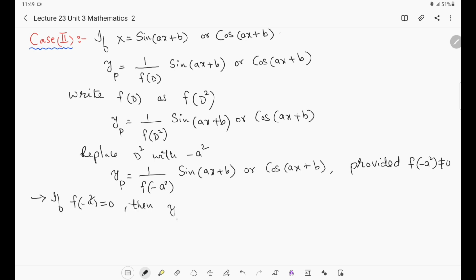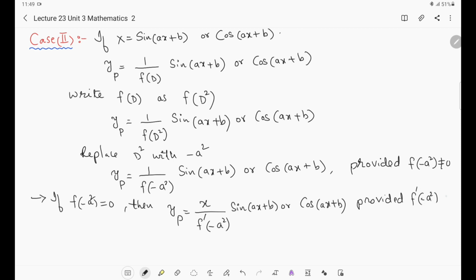Then the particular integral yp is, what do we have to do? We have to multiply the numerator with x and differentiate the denominator, f dash of minus a square, of sine of ax plus b or cos of ax plus b, provided again f dash of minus a square is not equal to 0. This should be not equal to 0. So this is the procedure to find the particular integral when the right hand side function is given in terms of sine of ax plus b or cos of ax plus b.